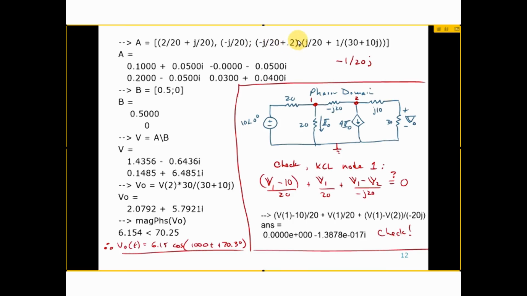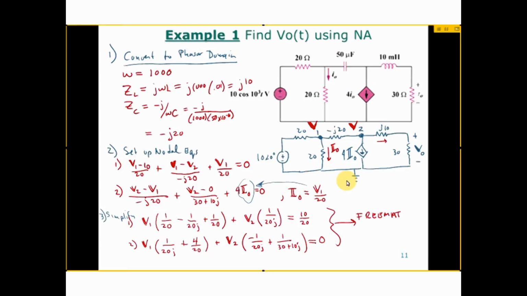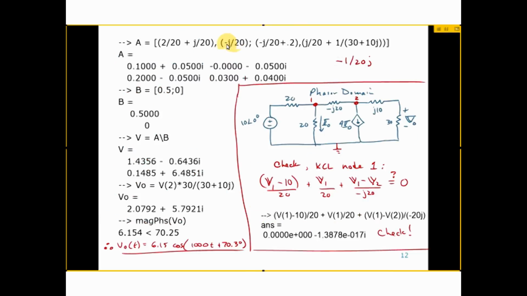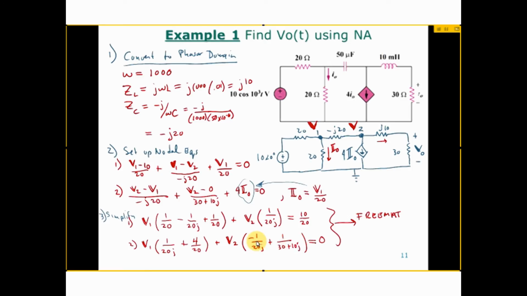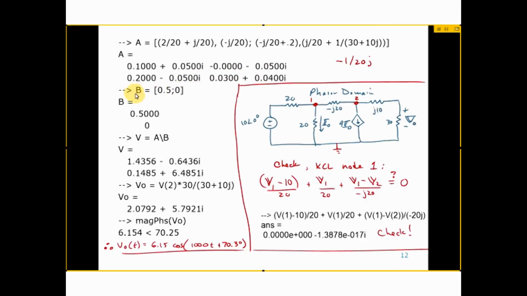I continue with the second row. There's 1/20j there, which becomes minus j over 20. I'm putting commas between the different entries, because these can be pretty long expressions now. I'm using parentheses to make sure those are grouped properly, and I'm separating them by commas. Semicolon means go to a new line, and then the next line has this stuff and this stuff. That's all of it. So that's my A matrix.